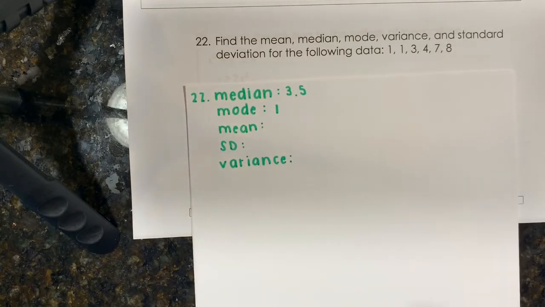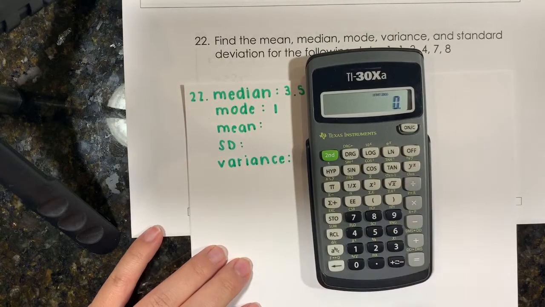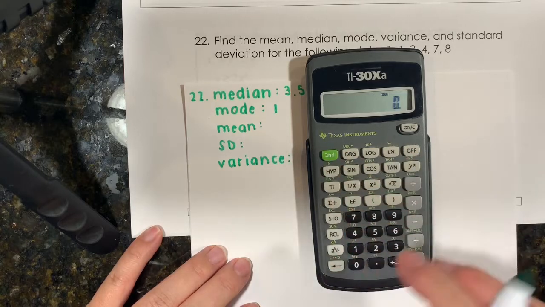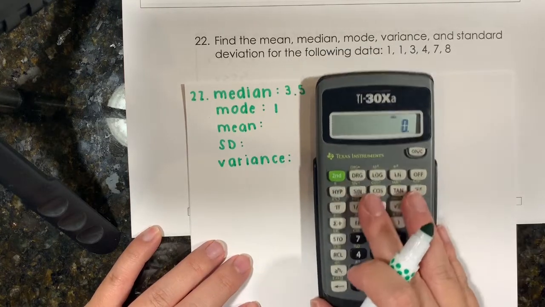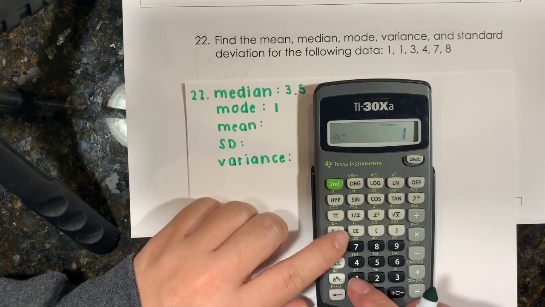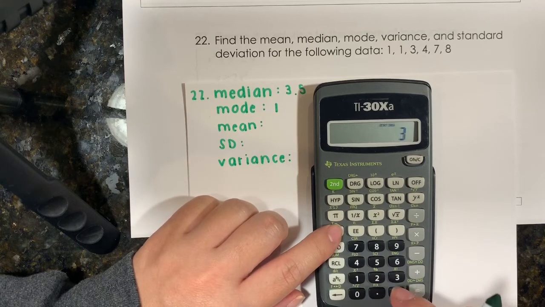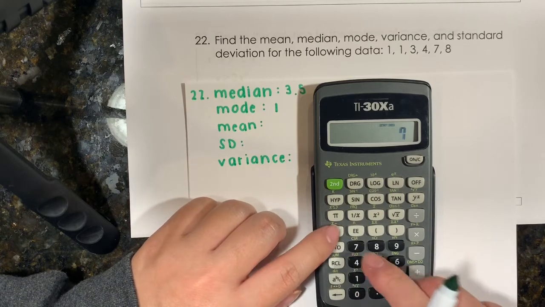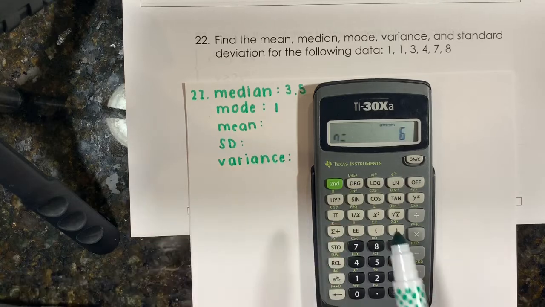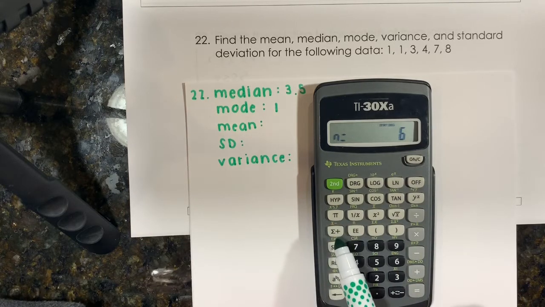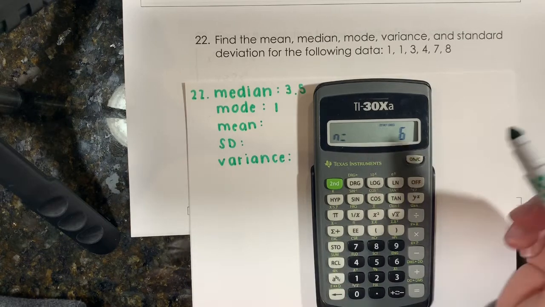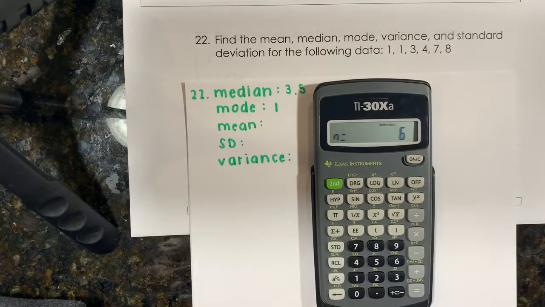So the first thing that we have to do is I'm going to clear my calculator. So second 7. Now I'm going to input my variables. So I'm going to do 1, 1, 3, 4, 7, 8. After every time I press this button right here, which is right below the pi symbol, it should say n is equal to 6 because I have 6 variables.